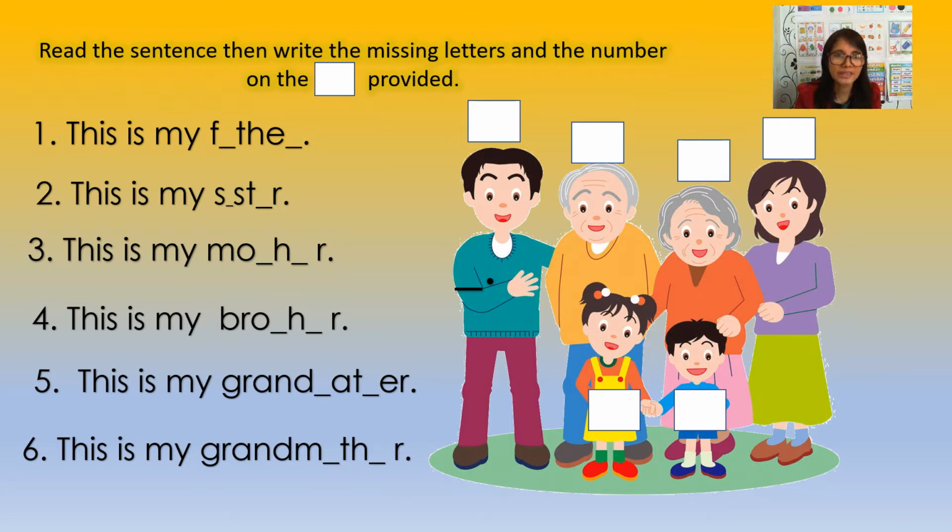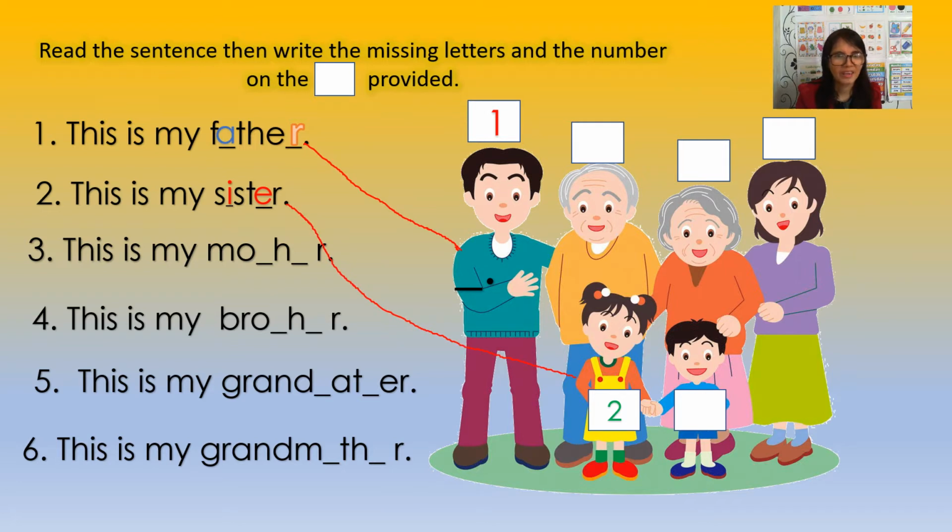What's number one? A and R. Very good. This is my father. Who is father here? Okay, this is my father. Connect here. How about number two? I am E. Very good. This is my sister. Where is sister here? Sister.